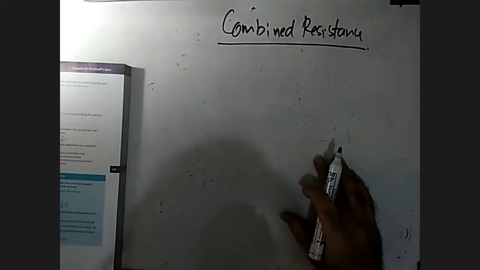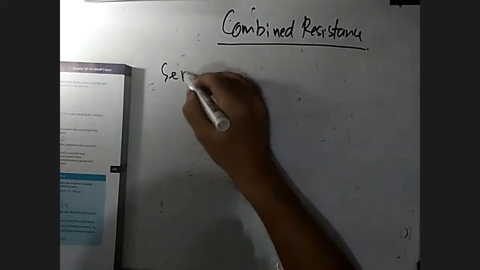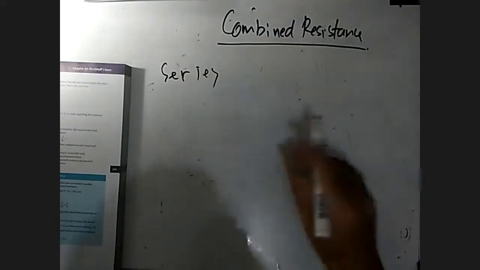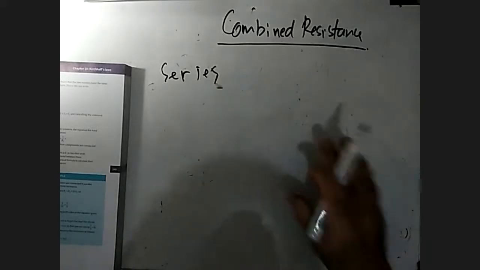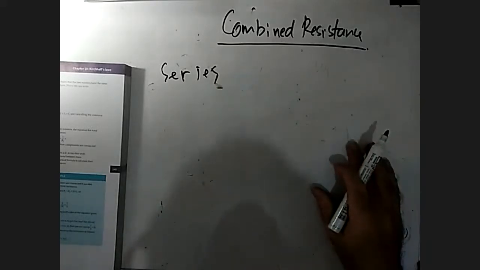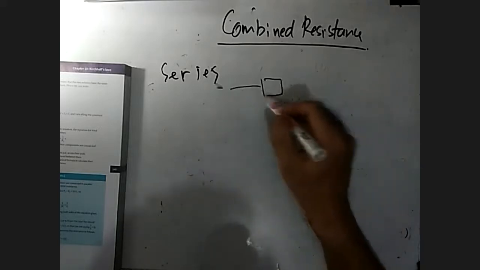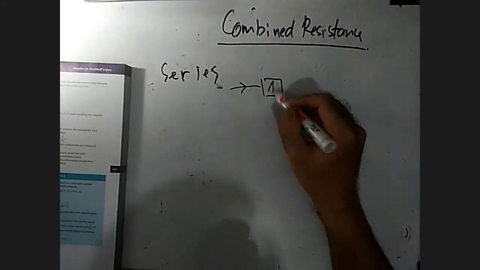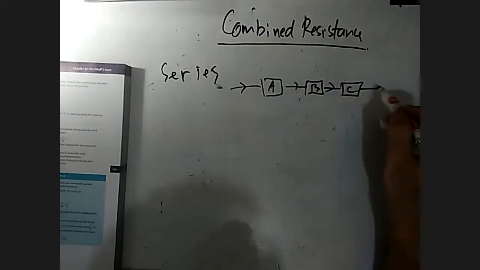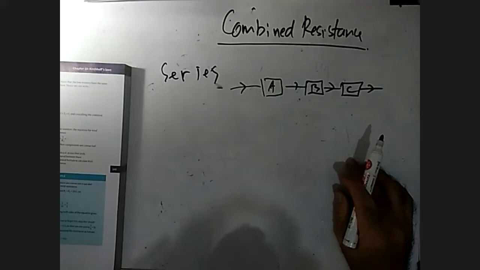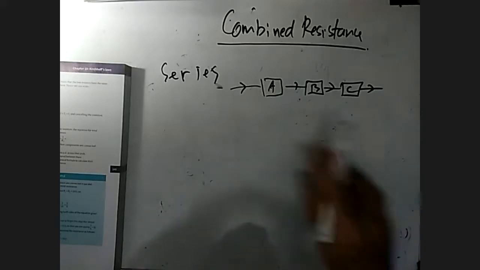So, combined resistance. There are two ways we can combine resistances. The first is what we call a series. In a series, the current must go through each of the resistors. So if the current goes in here, that's A, then goes to B, then goes to C before going out. In a series, a current will have to pass through all of them.